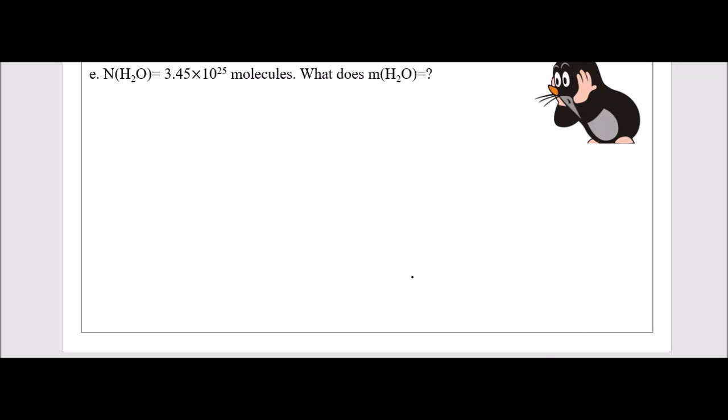All right, part E. You're given the number of molecules. You can do the summarizing of the question here, but it's kind of already written in the summarized form.